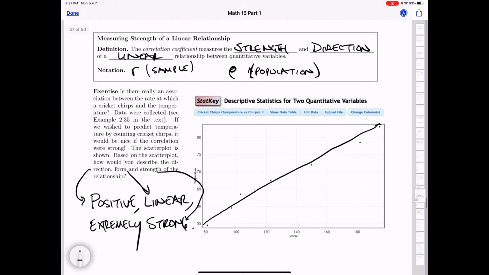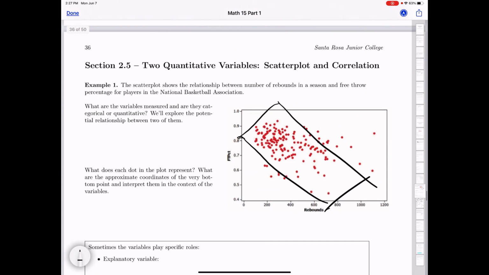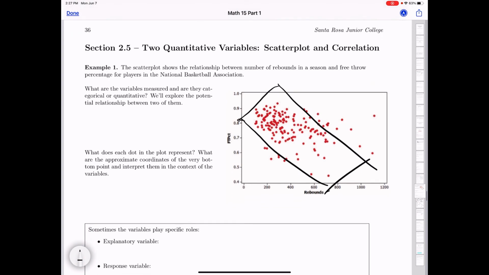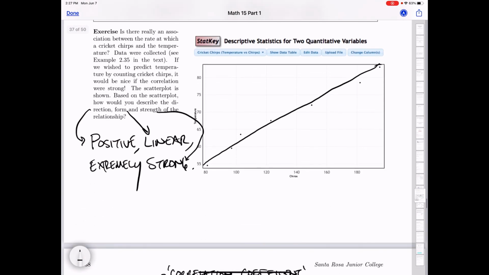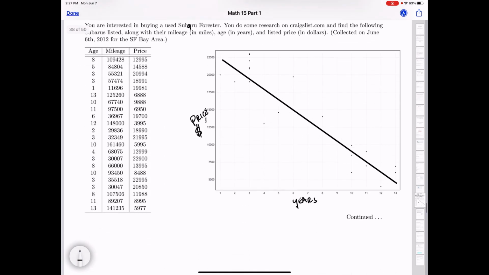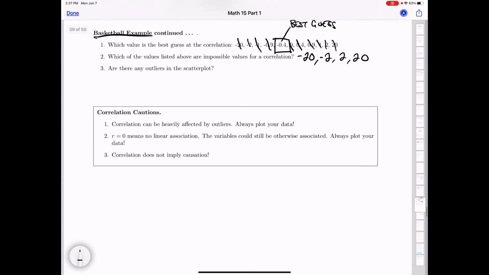So you want to see what -0.4 looks like? Take a look at this. This is quite a bit weaker than our crickets. That was extremely strong, and here this is strong. This is a strong negative relationship here for the Subarus.